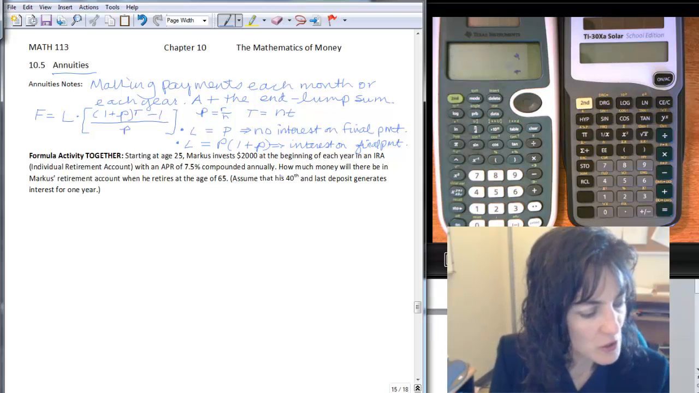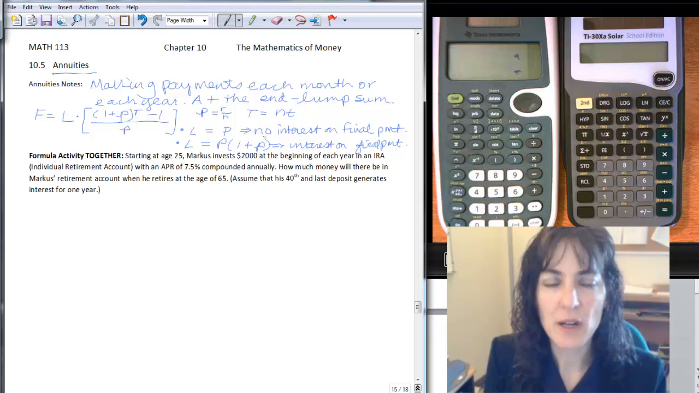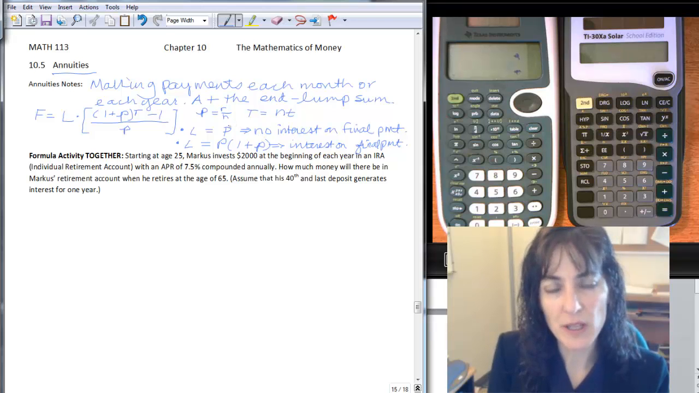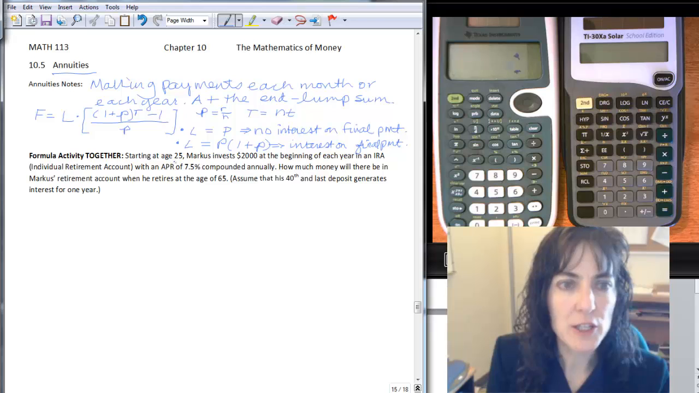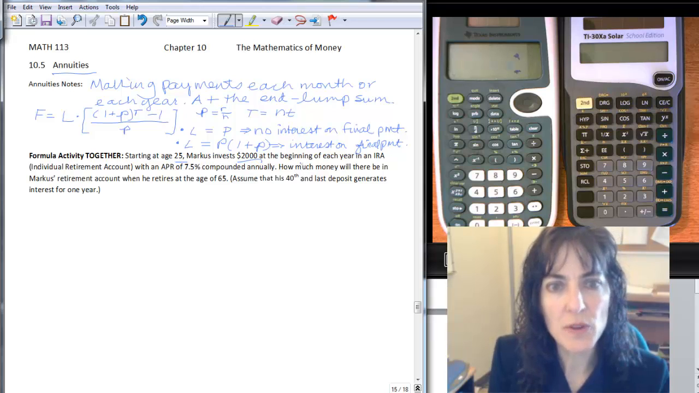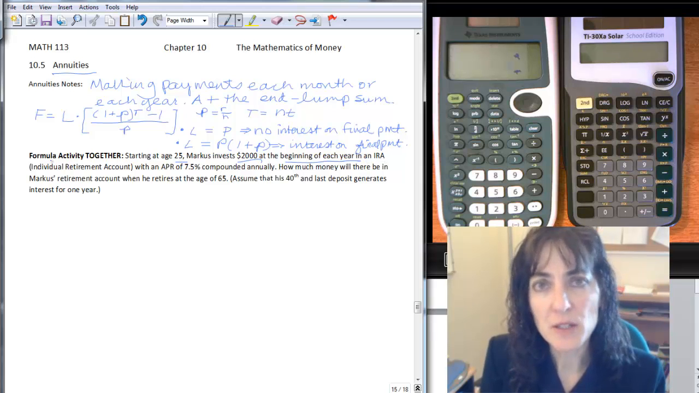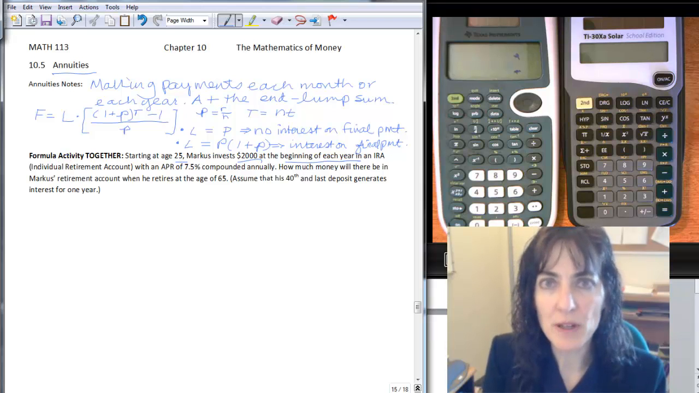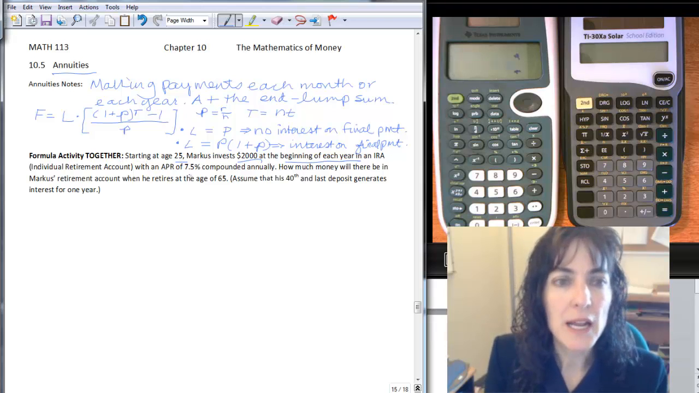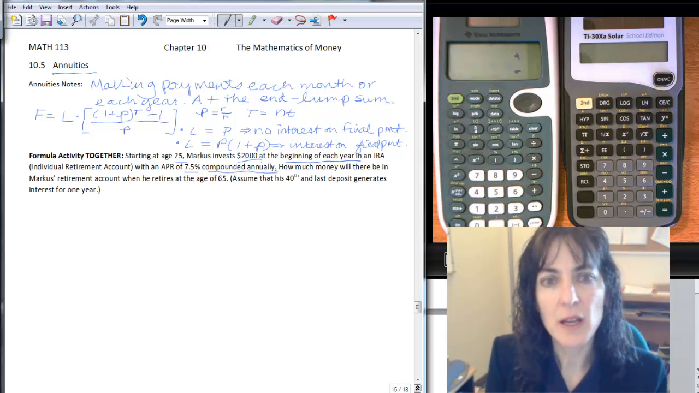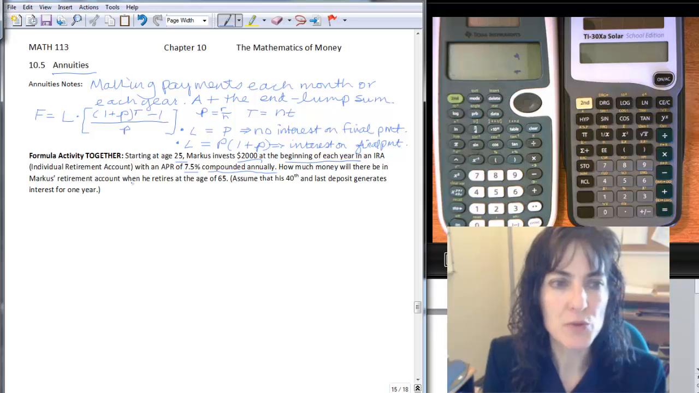Okay. So here's an example that I'll work through with you so you get the idea of what we're doing here. Starting at age 25, Marcus invests $2,000 at the beginning of every year in an IRA, which stands for Individual Retirement Account, and it's a savings account for retirement, and it has special tax benefits, so people like to use those to save for retirement. It has an APR of 7.5% compounded annually. How much money will there be in Marcus's retirement account when he retires at the age of 65?